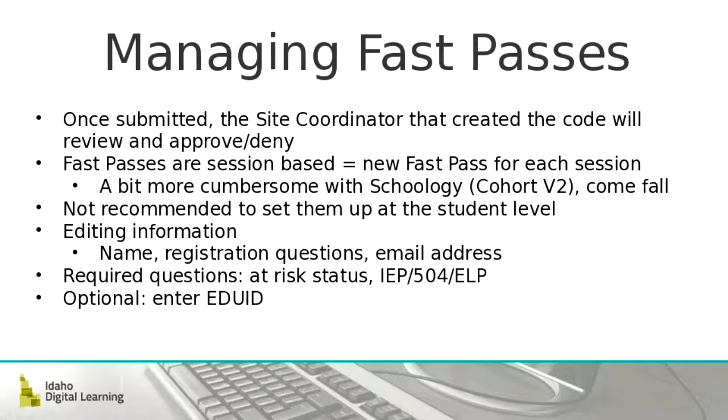And then when you are approving a FastPass, you do have the ability to edit a name, the registration question, so why they're taking the class, and email addresses. And you'll just want to double check those things. I mean, if students are self-registering, we see all kinds of strange nicknames and things like that. So we just want to make sure that that information is up to date. And then you do have a required question area where you will answer about their at-risk status, and then if they have any specialized IEP, 504, ELP, you'll enter that information, and then optionally you can enter their EDU ID.